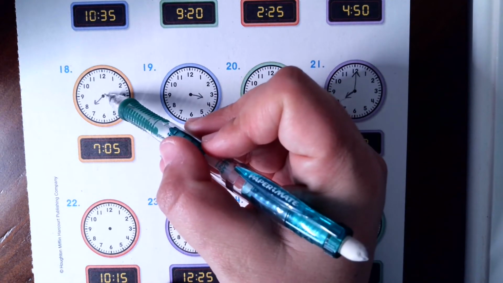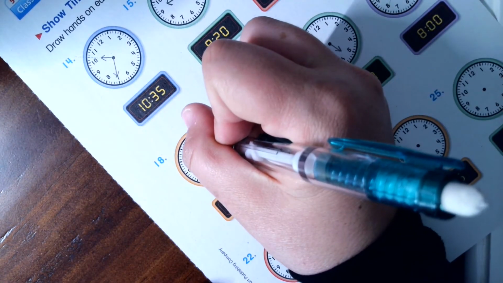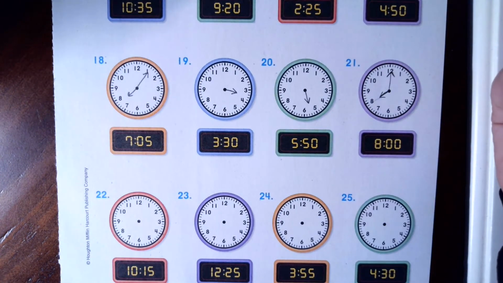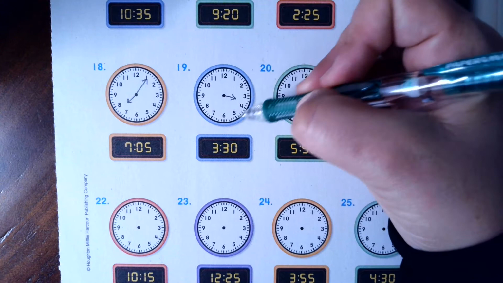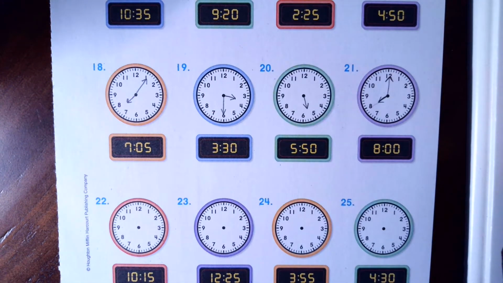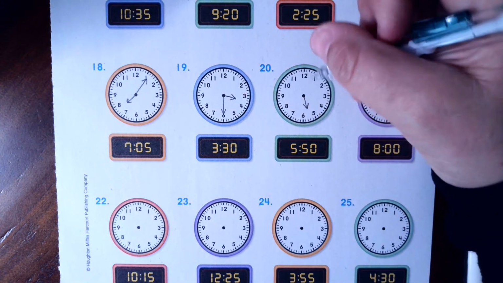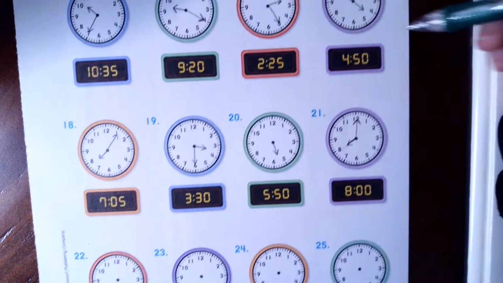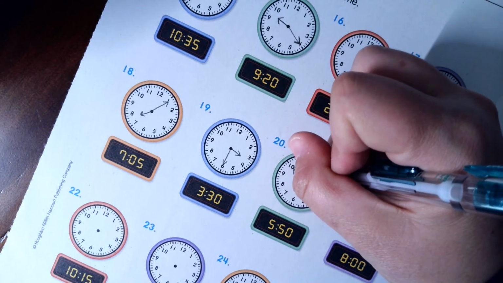We have 05. So that is pointing and touching the 1. Mine looks a little off, but that's okay. So we have 3:30. So I know the 30 is pointing and touching the 6. And then I have 5:50. So that is all the way to the 10, just like we did on number 17. So I'm going to touch the 10.